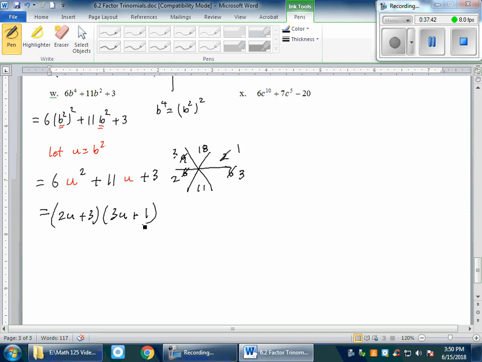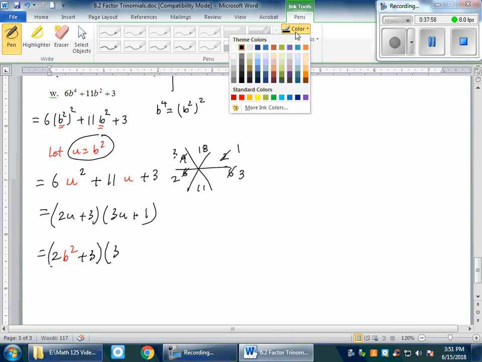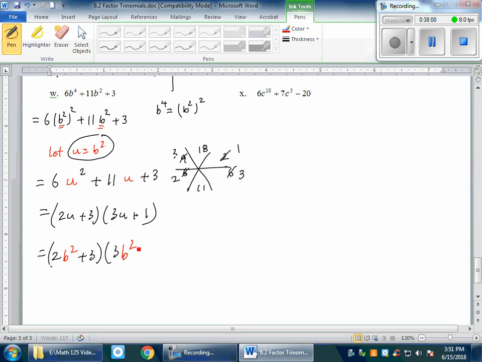Now finally, substituting back u with b squared right here, right? So it'll be 2 times b squared plus 3, and then 3 times b squared plus 1. And that would be my final answer.